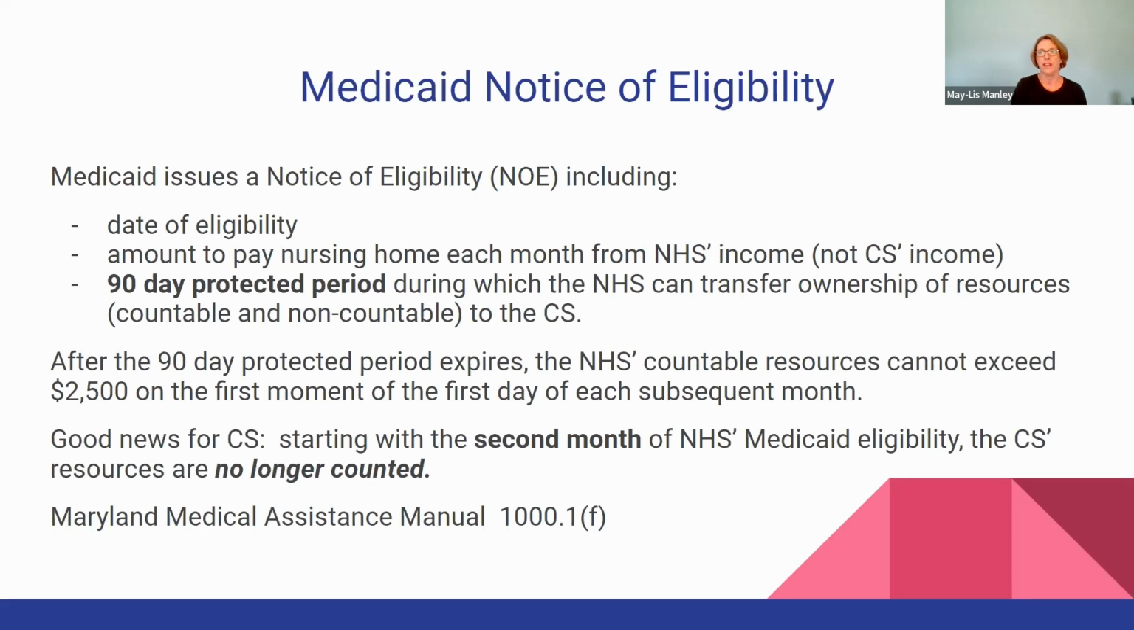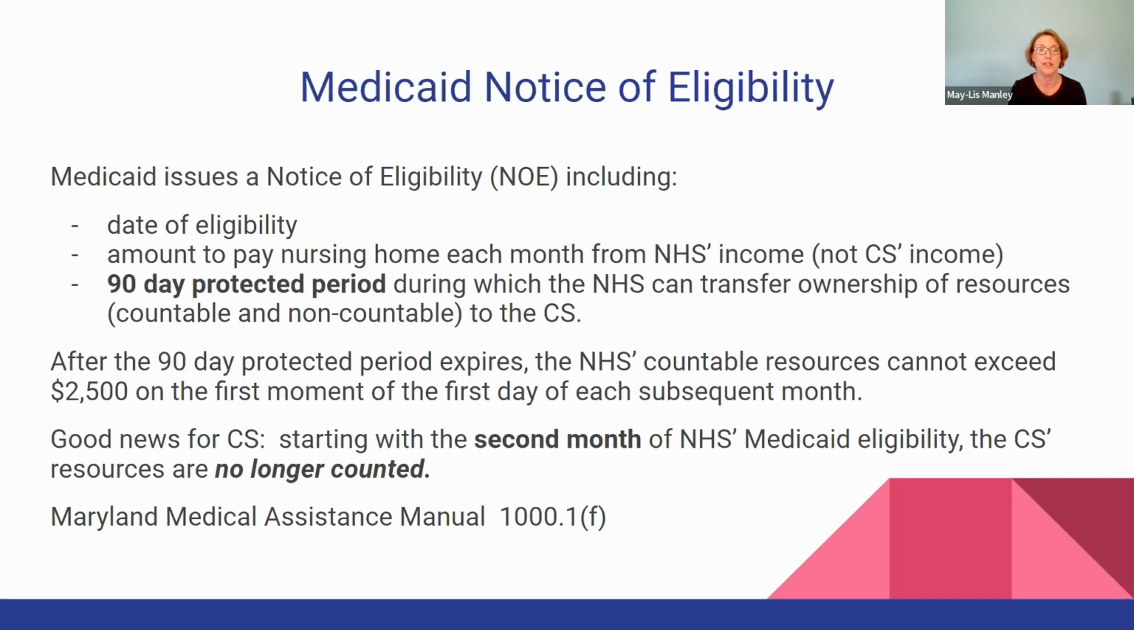And then the notice of eligibility also includes a 90-day protective period. And the notice typically says you have 90 days or until this date to transfer assets out of, or countable resources, from the nursing home spouse to the community spouse, so that the nursing home spouse really truly has no more than $2,500 in their name.